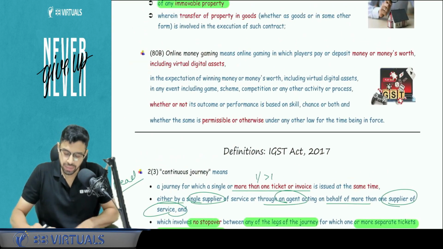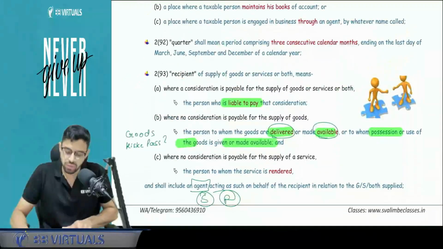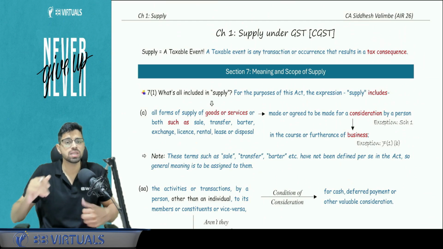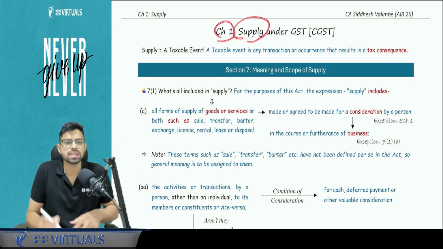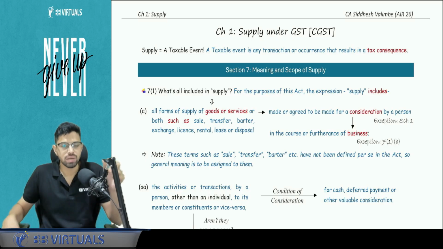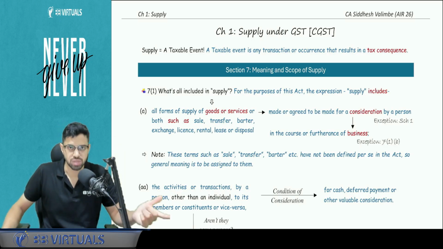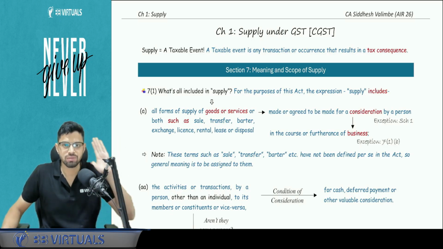So with this, I think basics are covered. Whatever definitions we may require while covering the provisions, then we will refer to that definition. Okay, so let's start with chapter number 1, supply. What is supply? Supply is a taxable event. Taxable event means an event which gives rise to tax consequence. So if supply happens, GST will be applicable.